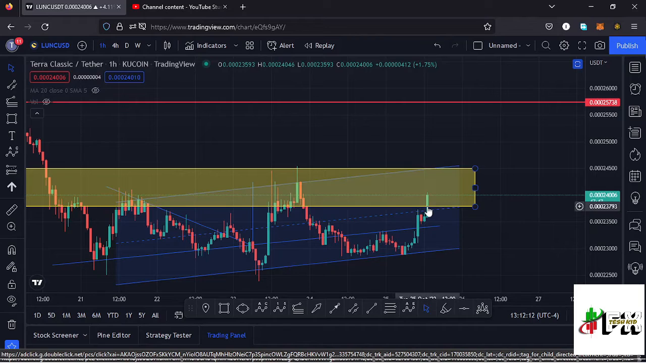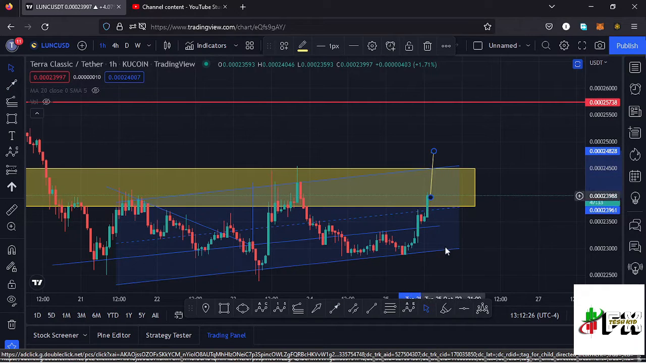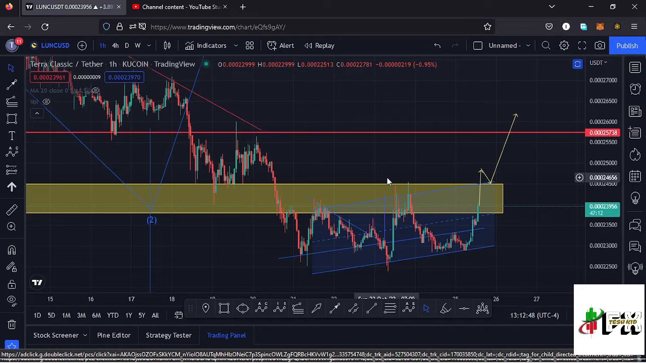And there's a possibility that Lunc might continue pushing higher in case we continue seeing an increase in volume in the Lunc chart and also on the whole crypto market. And once that plays out, there's a possibility that we might be able to break out of the channel to the upper side and also manage to break above that key area of resistance, have a retest of that key area of resistance and continue pushing higher. And in case that plays out, I would expect us back above the $0.00025 mark. So there's a possibility that Lunc might be seeing a very nice breakout very soon.